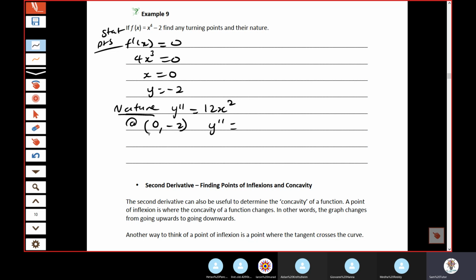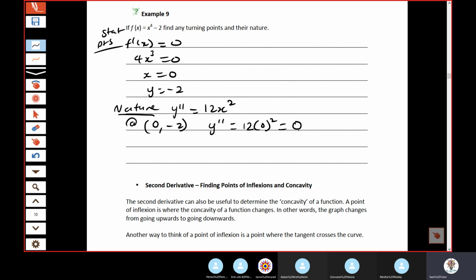12x squared, yeah, but at this point. That's why I'm writing it like this, at here. That means sub in x is 0. Does that make sense? Y double dash, it's got an x, but x is 0 now. What does it become?